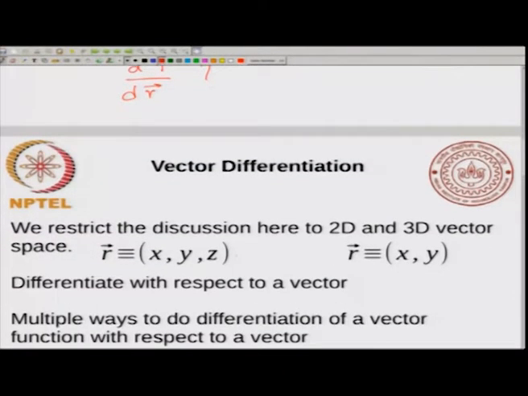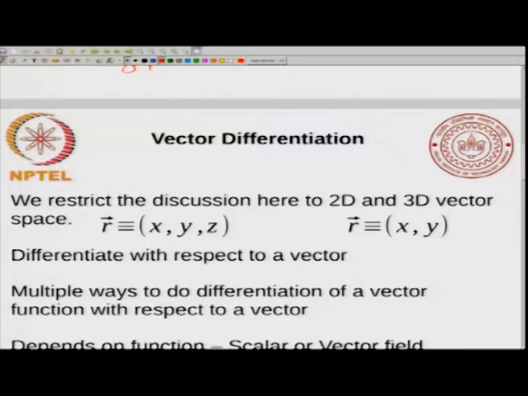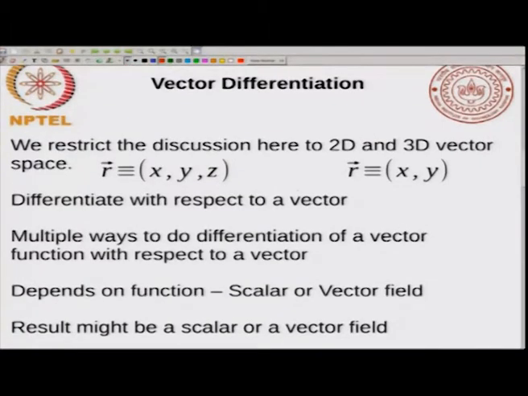Again, just to emphasize, we will restrict the discussion here to two-dimensional and three-dimensional vector space. All that I will be doing in this class will be restricted to either 3D vector space, where r is written as x, y, z, or 2D vector space, where r is written as x, y. We are going to differentiate with respect to a vector, and there are multiple ways to do this. It depends both on the function, whether it is a scalar or vector field, and on what result you want. Do you want a scalar as a result, or a vector field?